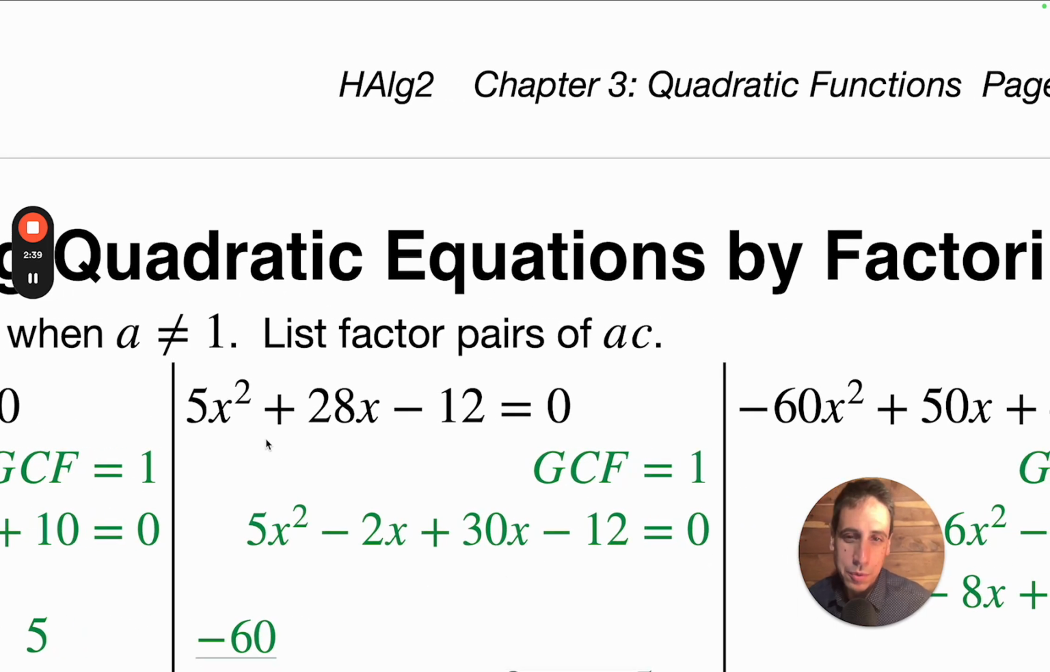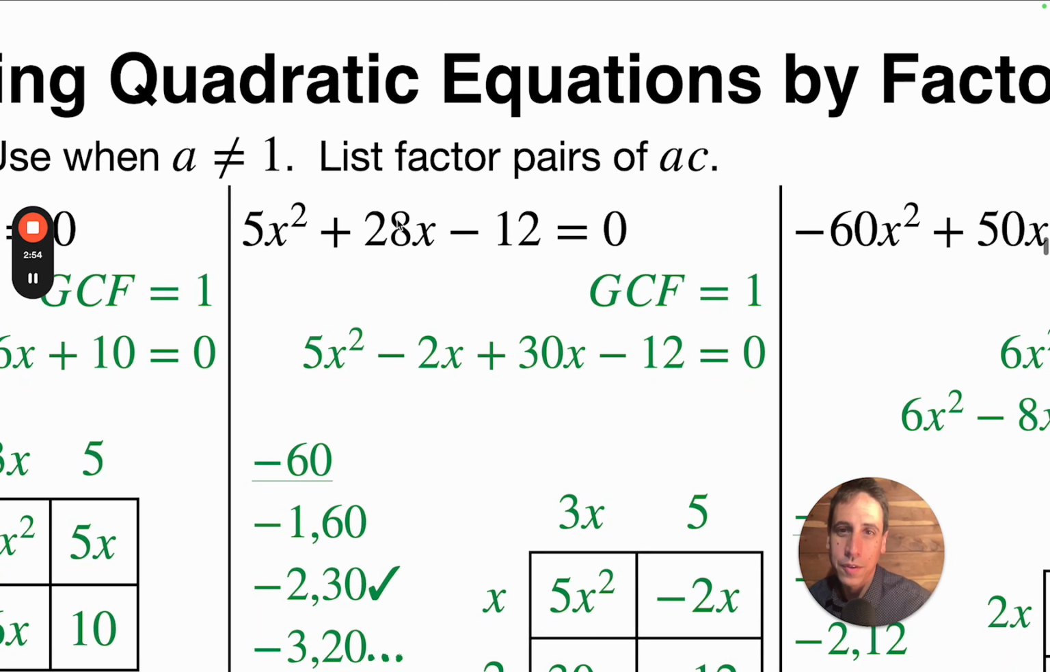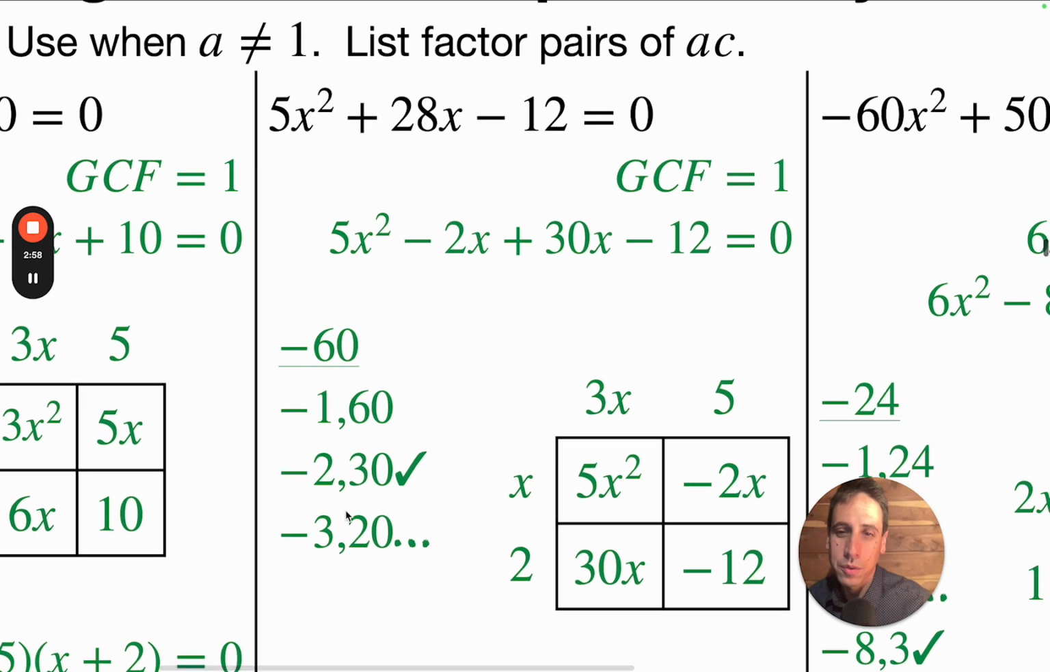Let's do this again. It's going to be a very similar process. We just have to make sure we multiply the a value, which is 5, times the c value, which is negative 12. Of course, first we check to make sure that the equation is set equal to 0. The greatest common factor is equal to 1. And so therefore, I got to multiply 5 times negative 12, which is negative 60. Wow, okay, so what are the numbers that multiply up to negative 60?